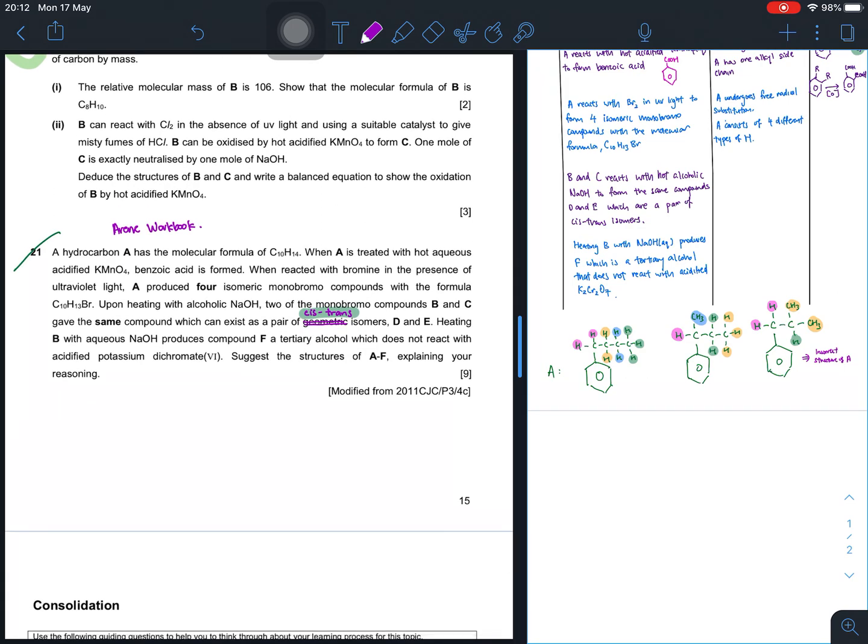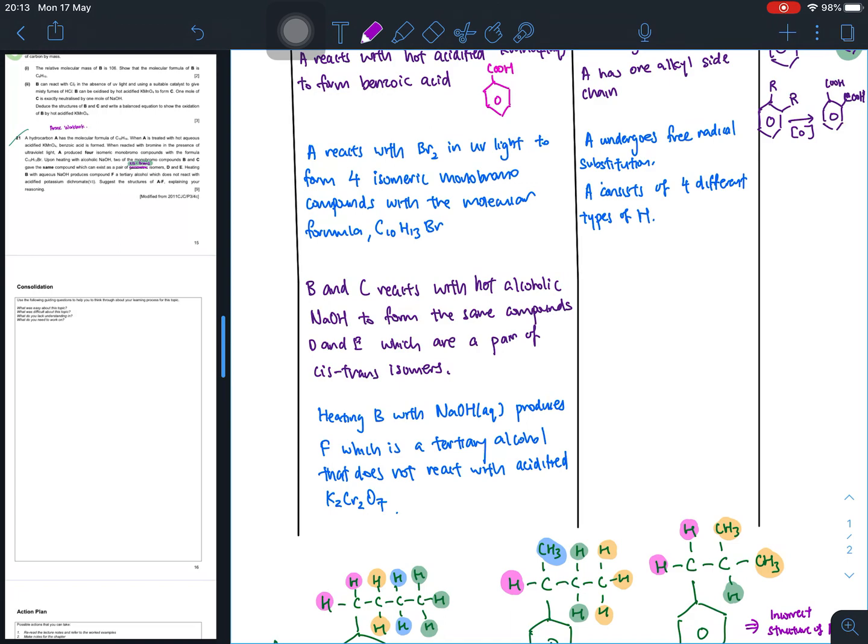Okay, the next line says that upon heating with alcoholic NaOH, 2 of the monobromo compounds B and C gave the same compound which can exist as a pair of cis-trans isomers D and E. Okay, so with that, the reagents and conditions of hot alcoholic NaOH, just a reminder, it is where B and C is the alkyl halide, with alcoholic NaOH is undergoing elimination. Okay, so it's going to form alkenes.